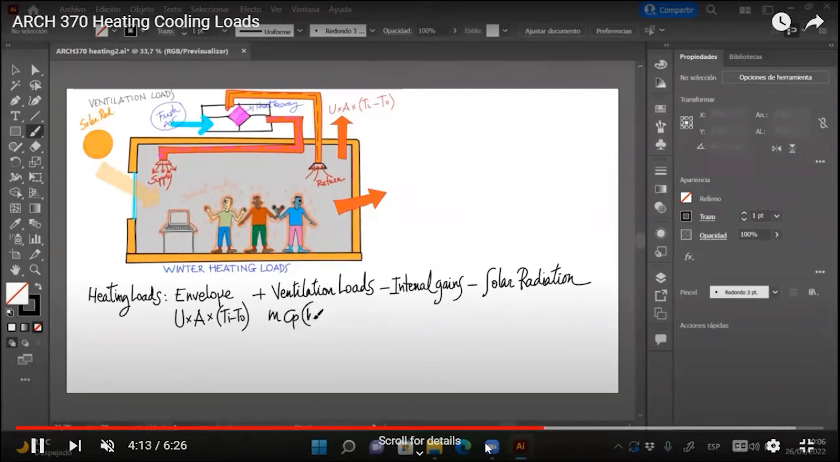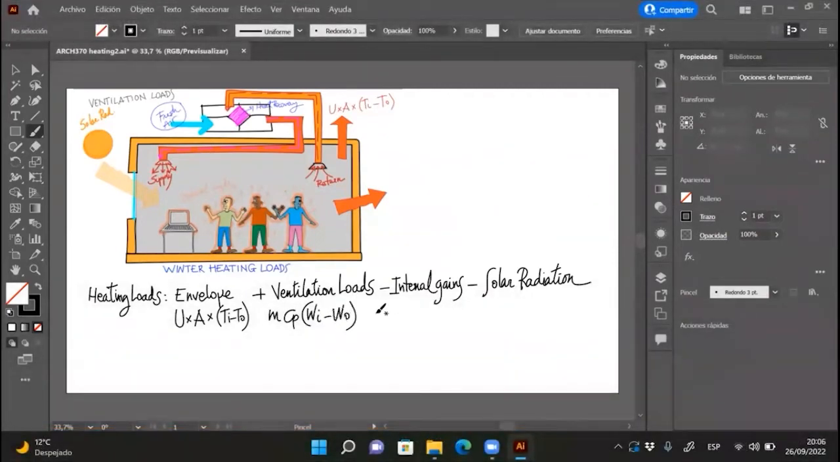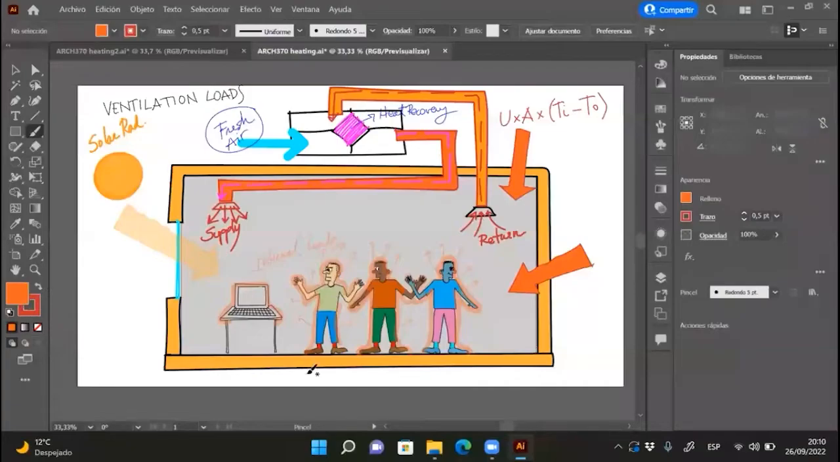So for the ventilation loads, there is a formula. I don't know if you saw this last year: the airflow times the specific heat and the temperature difference between inside and outside. But it's not relevant for this course. In solar radiation, we have the solar radiation times the area of the window. There is sun outside, and the area of windows we can design. And then the internal gains depend on the number of people and the equipment.